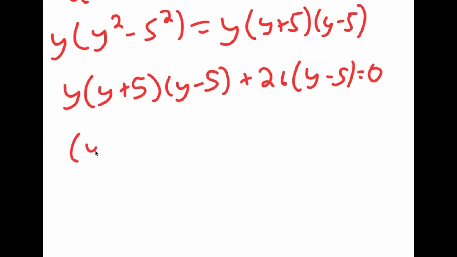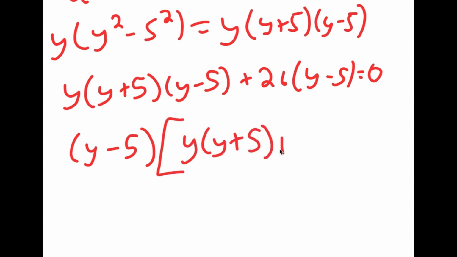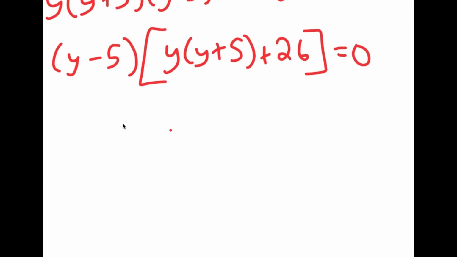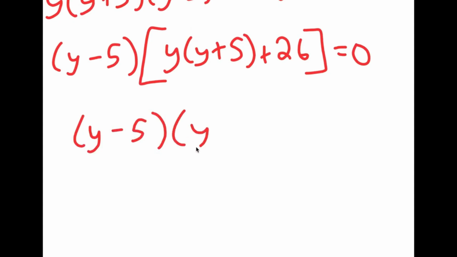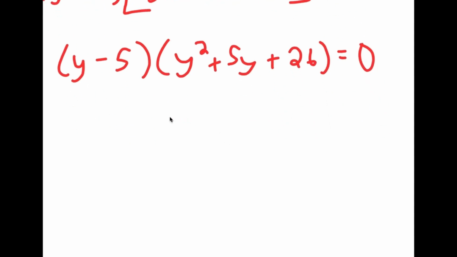And now if I factor out y minus 5, I get y minus 5 times y plus 5 plus 26 is equal to 0. And this gets me to y minus 5 times y squared plus 5y plus 26 is equal to 0. Now from here, this gives me two equations.